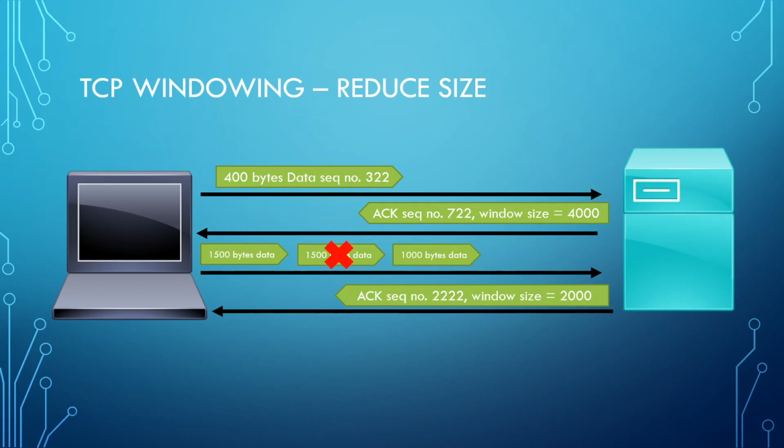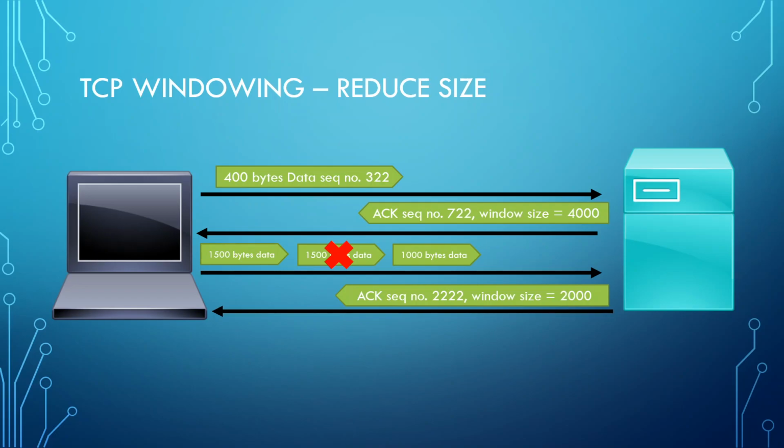The server realizes, okay, I've received some data, but I haven't received all the data that the client was trying to send to me. I'm going to send an acknowledgement saying that I've received some of the data you've sent me. I'm also going to reduce the window size to 2,000 to essentially say to you, look, buddy, we've chanced our luck. It hasn't paid off. Packets have been lost during transit.